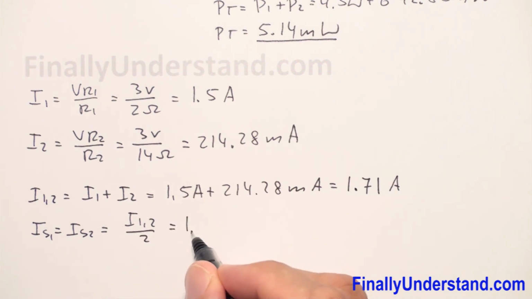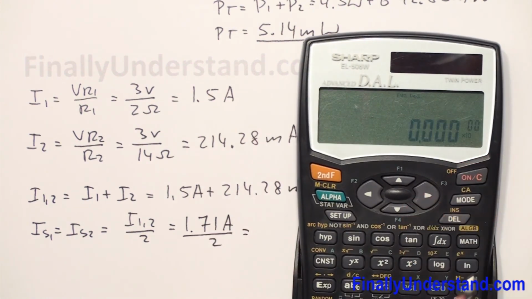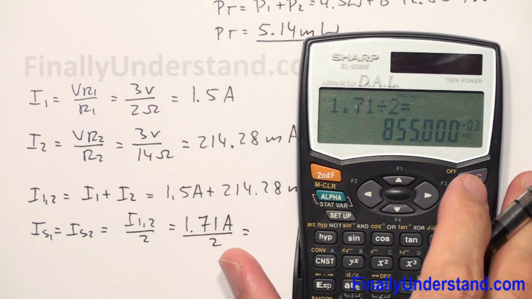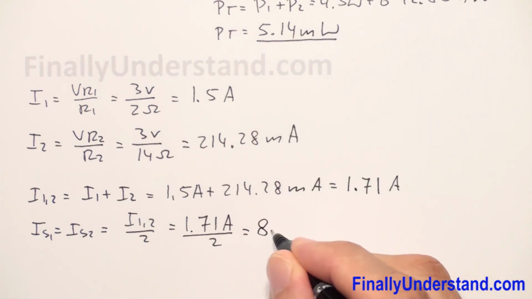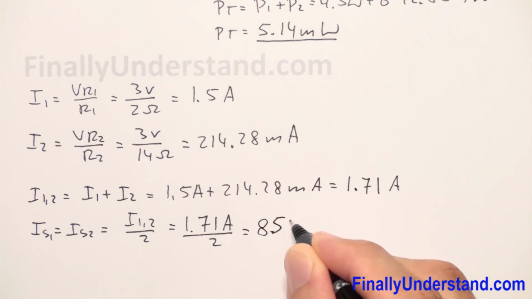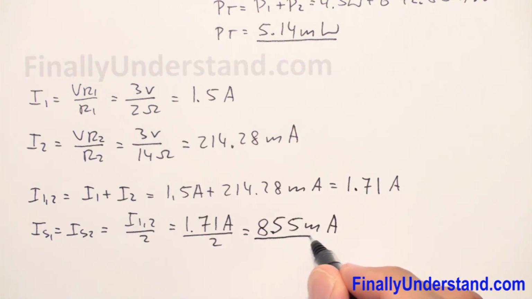So I have 1.71 amps divided by 2. Okay, so I have 1.71 divided by 2 equals 855 milliamps. Okay, and these are the solutions to my problem.